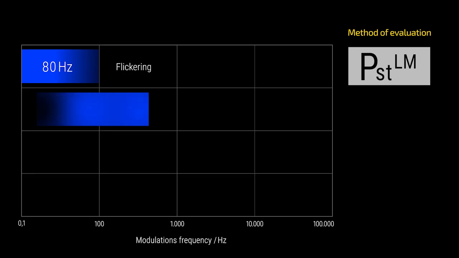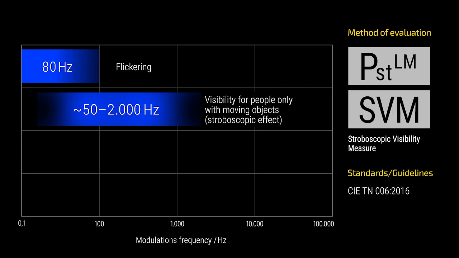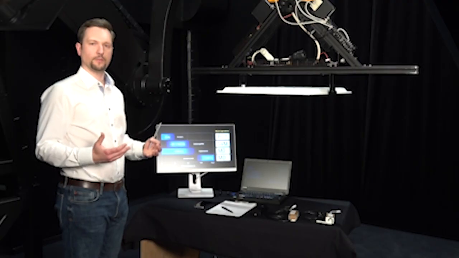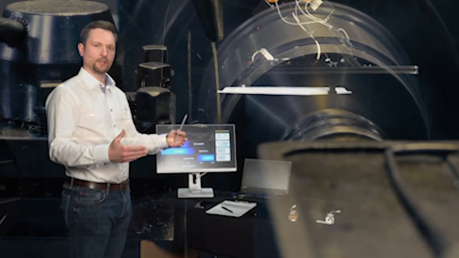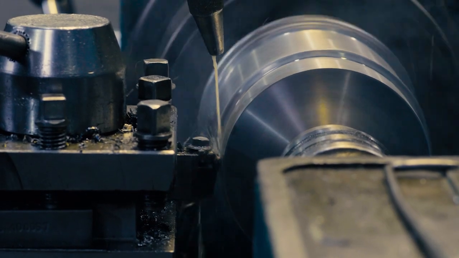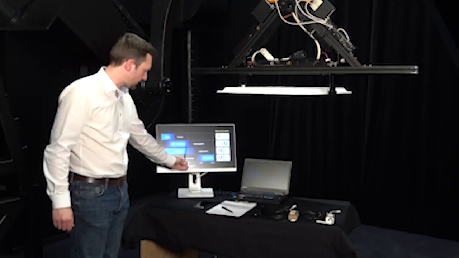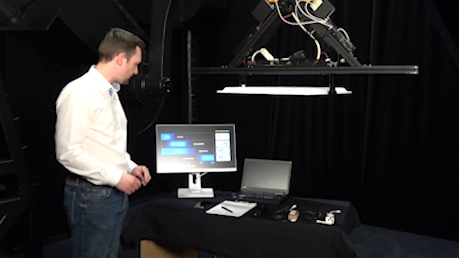The second method, the so-called SVM method, evaluates the stroboscope effect. For example, a worker working on a turning lathe with a rotating part shouldn't be able to perceive it as standing still. This is evaluated by the SVM method, which can rate up to 2000 Hz.